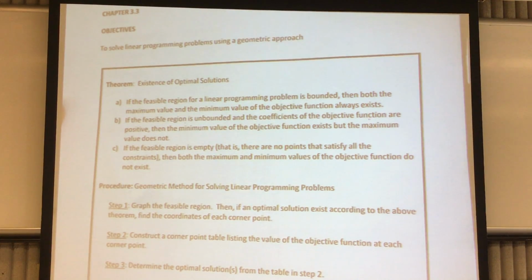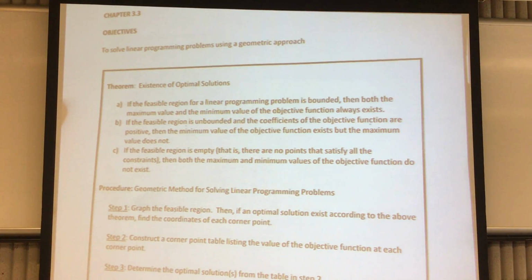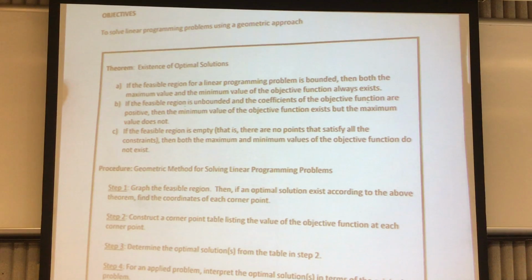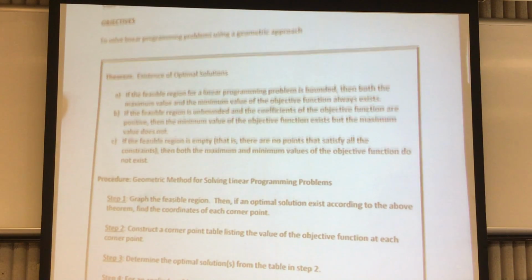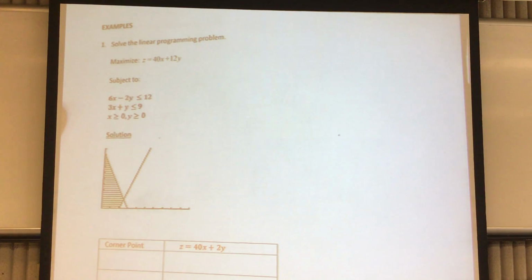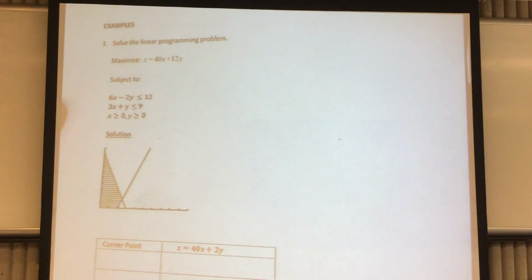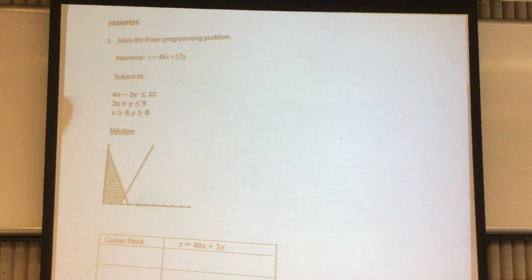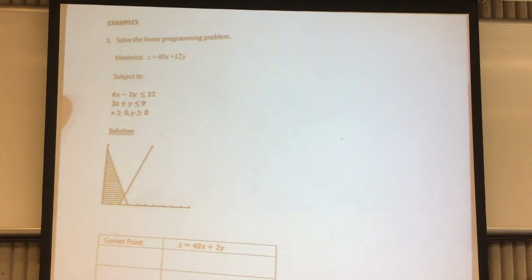Let's begin Chapter 3, Section 3. After you have read these objectives, you can go ahead and start number 1. Solve the linear programming problem. Maximize z equals 40x plus 12y subject to these following constraints.